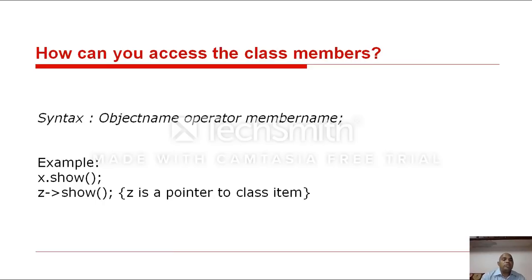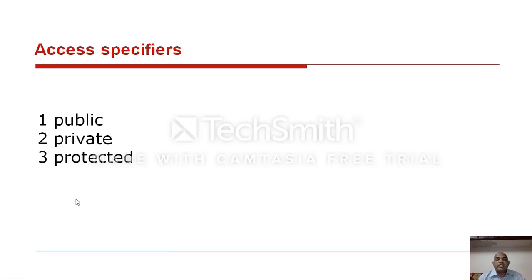Whereas with pointers, it is z arrow show. So with pointers we call the member functions like this, where z is a pointer to class item. Clear, all of you? Then the next one is access specifiers.